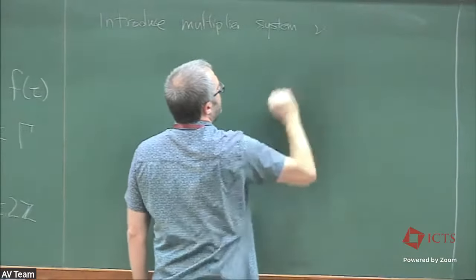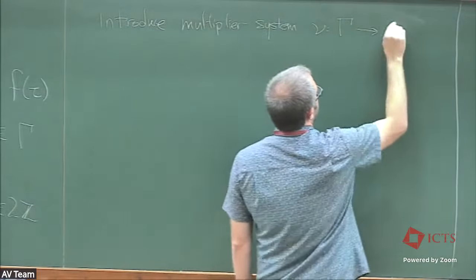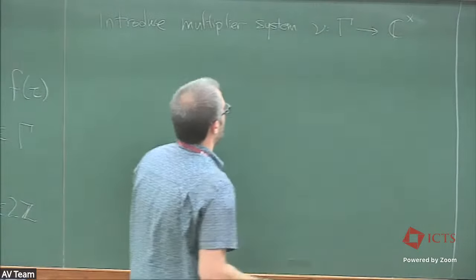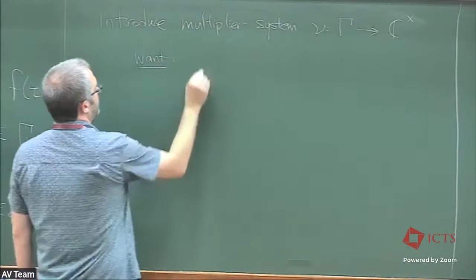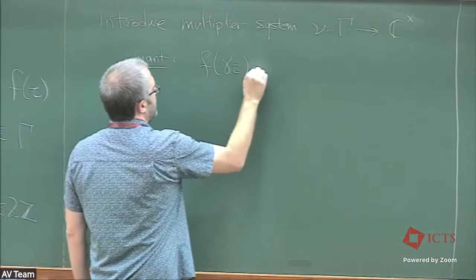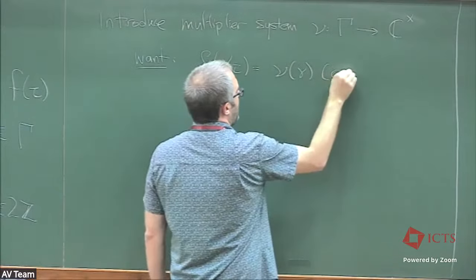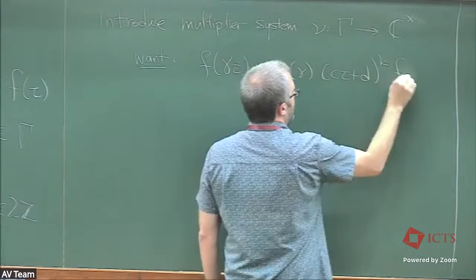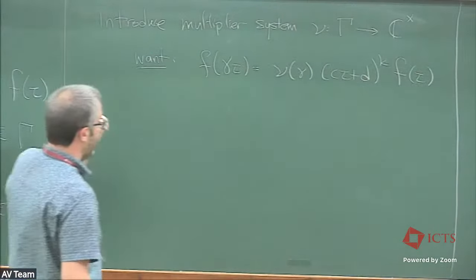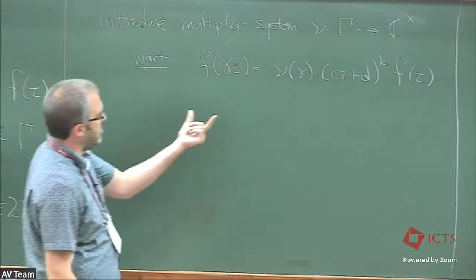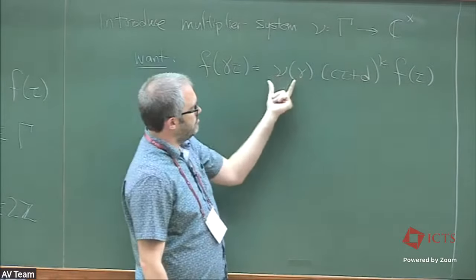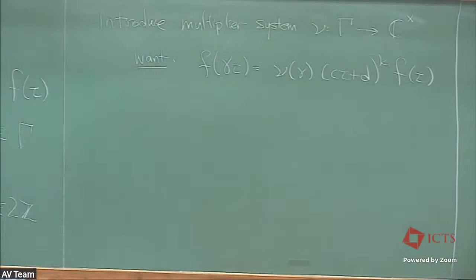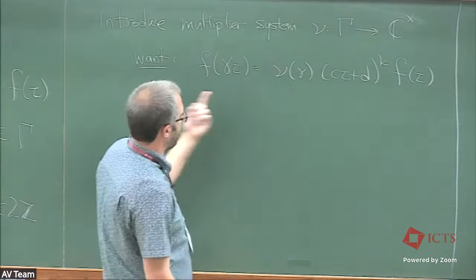And I'll call that nu, and it's going to be a function from gamma to the complex numbers, let's say the non-zero complex numbers. And what I want is for f of gamma tau to equal nu of gamma times (c tau plus d) to the k times f of tau, for all gamma. Imagine this is going to end up being a root of unity, just twisting things around a little bit. And let's see what has to happen in order for this to be consistent with itself.